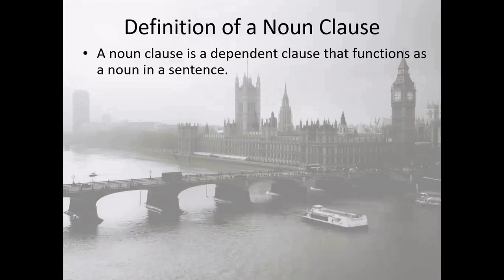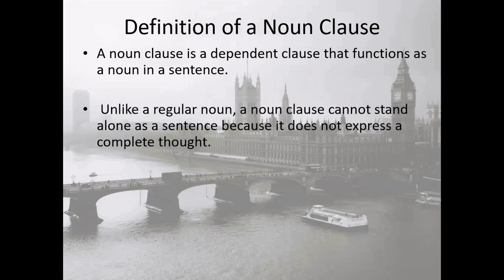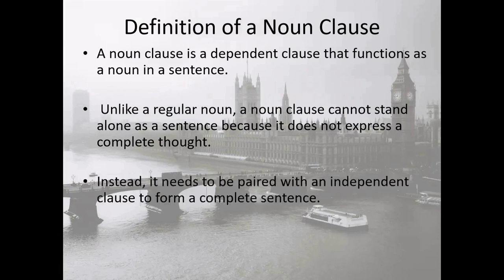A noun clause is always a dependent clause. Please keep it in mind. Whenever a noun clause is used, it is always used as a dependent clause that functions as a noun in a sentence. Unlike a regular noun, a noun clause cannot stand alone as a sentence because it does not express a complete thought. That's why it is considered a dependent clause. And to complete the thought, one important thing is needed, that is an independent clause. Without an independent clause, our dependent clause cannot work.